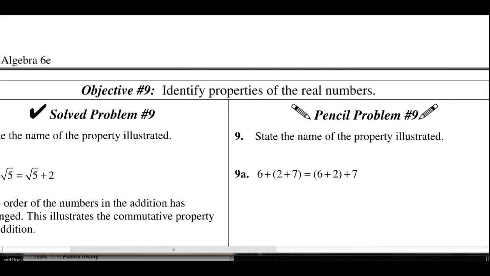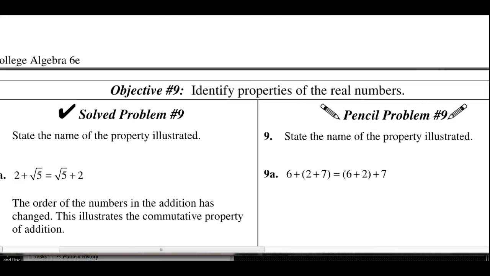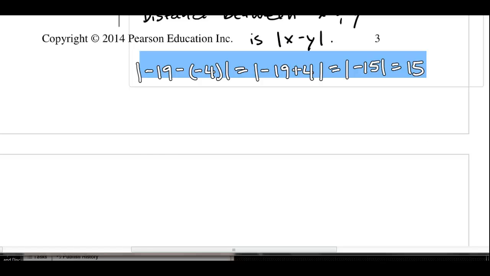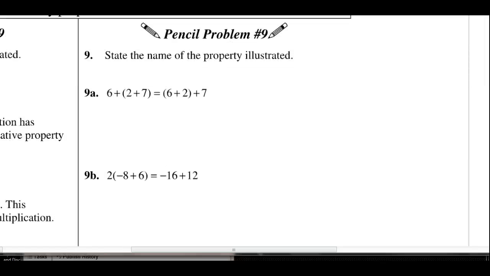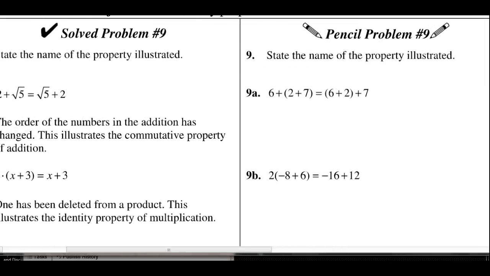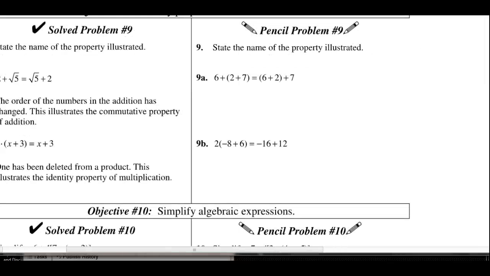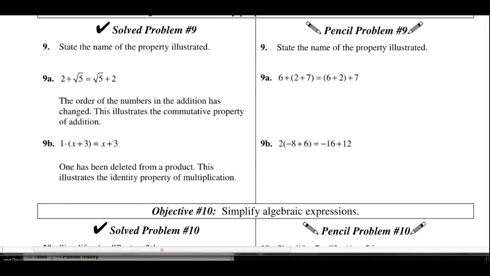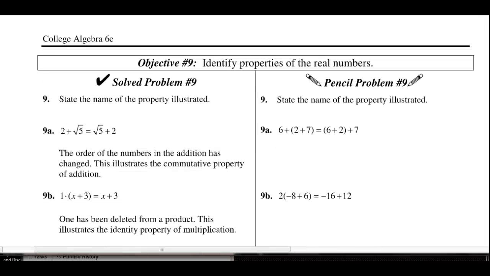Okay. So objective number 9 just asks you to identify a couple names of properties. So there's a few. The commutative property they illustrate here, which means if you add two things in two different orders, you end up with the same number. The second one, so 2 plus the square root of 5 is going to be the same as the square root of 5 plus 2.